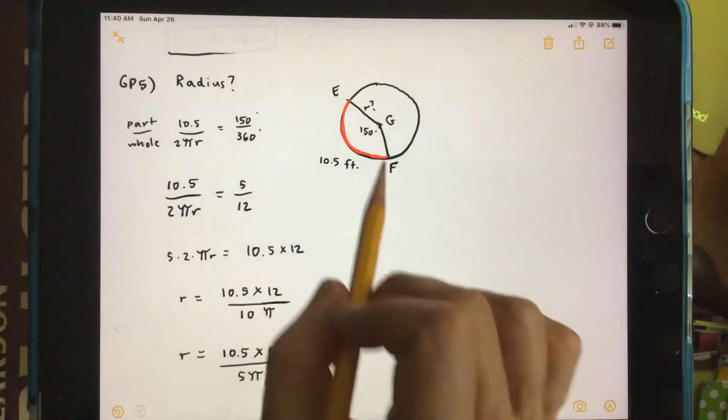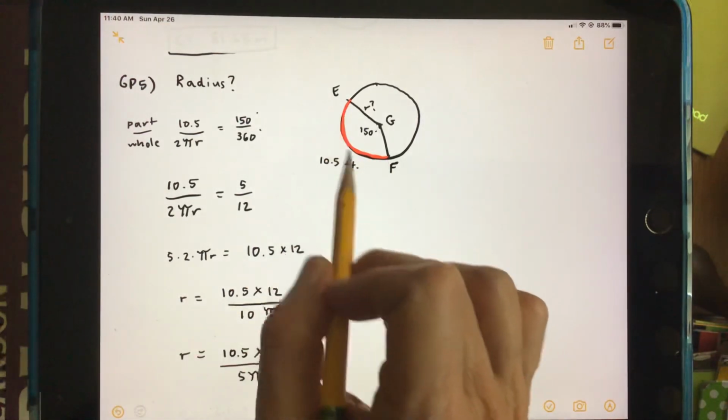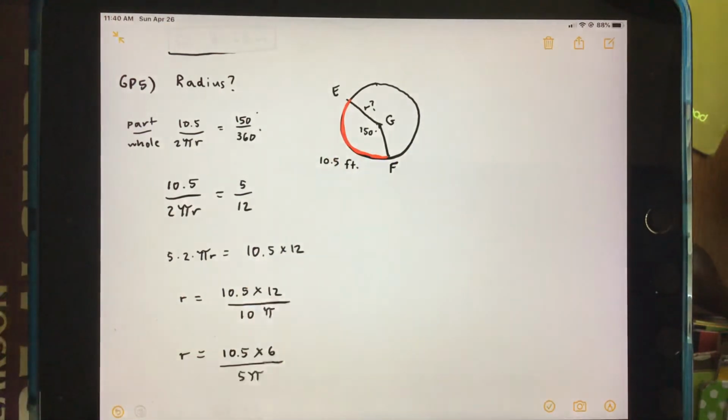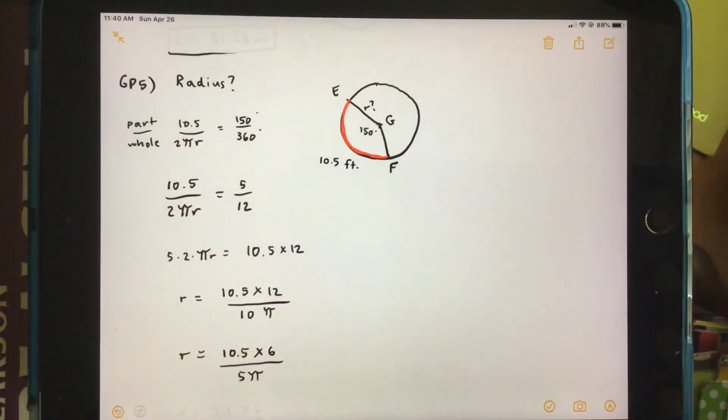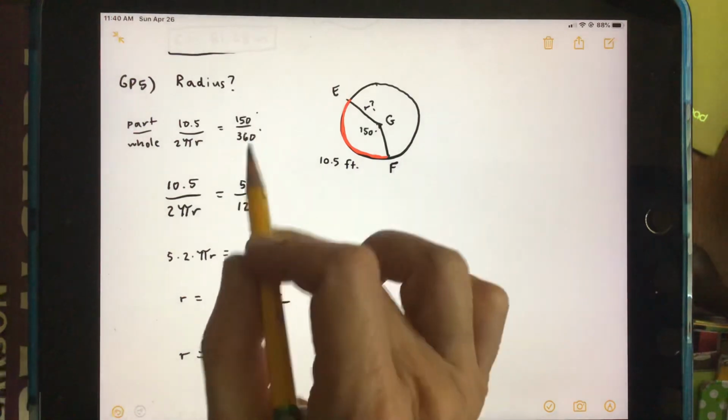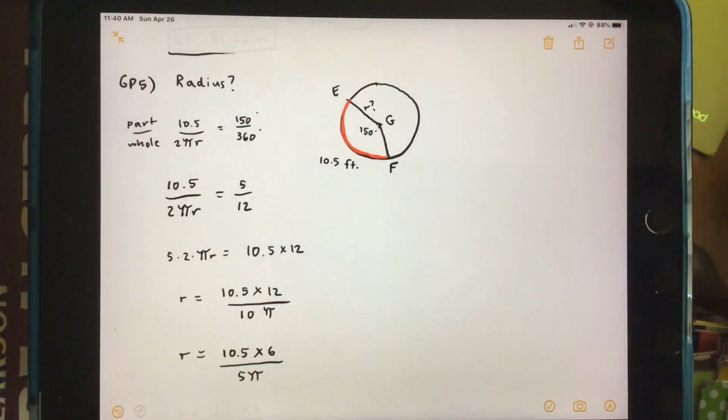Well, that's equal to the part of the circle we're interested in, the 150-degree arc here, compared to the entire circle, 360 degrees. Okay, so first thing I'm doing is reducing this fraction 150 over 360. First I divide by 10 over 10, and I get 15 over 36. And then I divide by 3 over 3, and I have 5/12. So 150 over 360 reduces to 5 over 12.